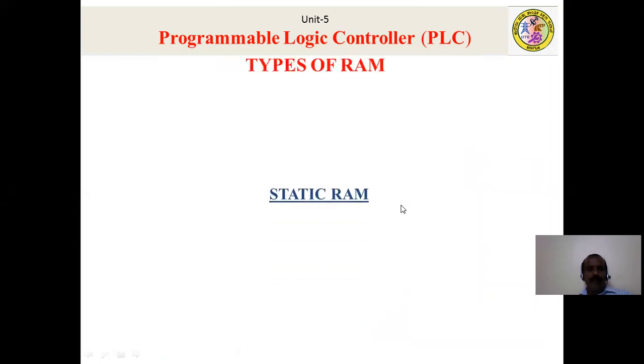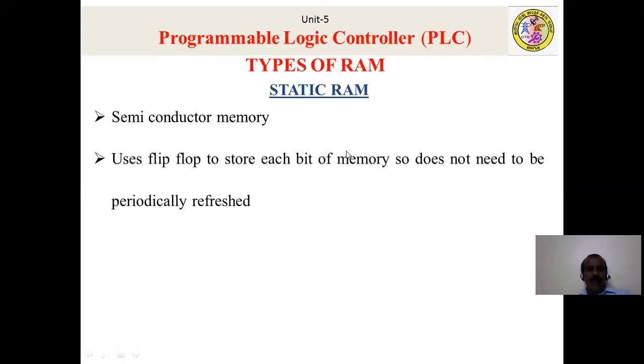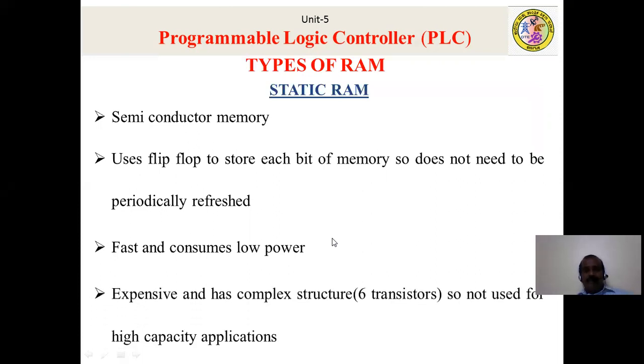Types of RAM. It is static RAM. Static RAM has got semiconductor memory. It uses flip-flops to store each bit of data. It does not need periodic refreshing. It is fast and it consumes very less power. It is very expensive and it has got a very complex structure.